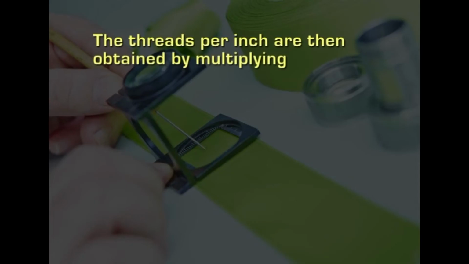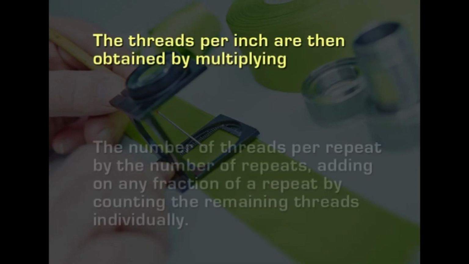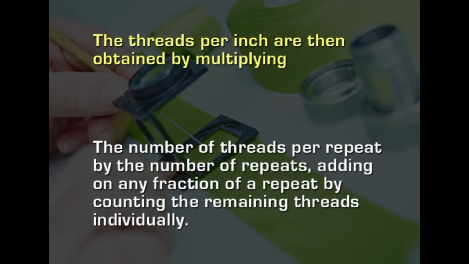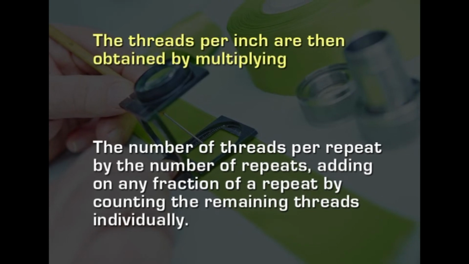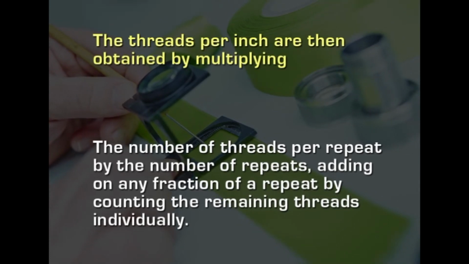Then a ground glass plate illuminated from below forms a useful surface on which the cloth can be laid when counting threads with a counting glass. It is sometimes convenient to count the number of repeats of the pattern instead of the individual threads. The threads per inch are then obtained by multiplying the number of threads per repeat by the number of repeats, adding on any fraction of a repeat by counting the remaining threads individually. This method is useful when the number of threads per inch is high.